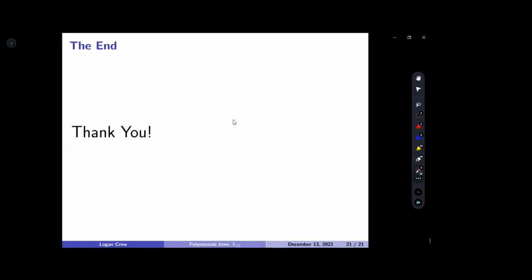Thanks. I have a first question about, is it possible to construct a polynomial to compute the chromatic number of a graph?